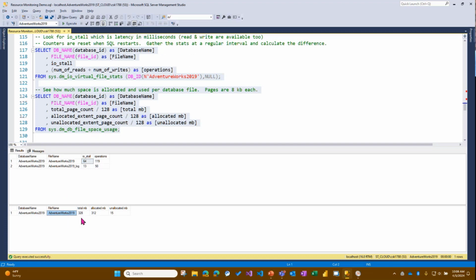Down here, this is looking at our file size. We can see that our file is at 328 megs. We can see how much is used within that file, 312, and 15 megs free.